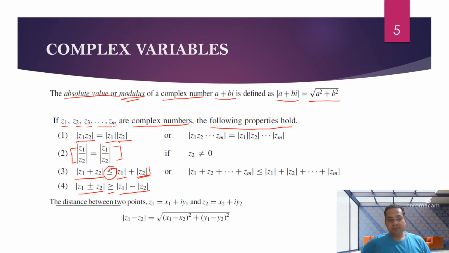And the distance between two numbers: if z1 is a complex number as well as z2 is a complex number, then the distance between the points is modulus of z1 minus z2, that is equal to under root of the real part of the first number x1 minus x2 whole square plus the imaginary part y1 minus y2 whole square.